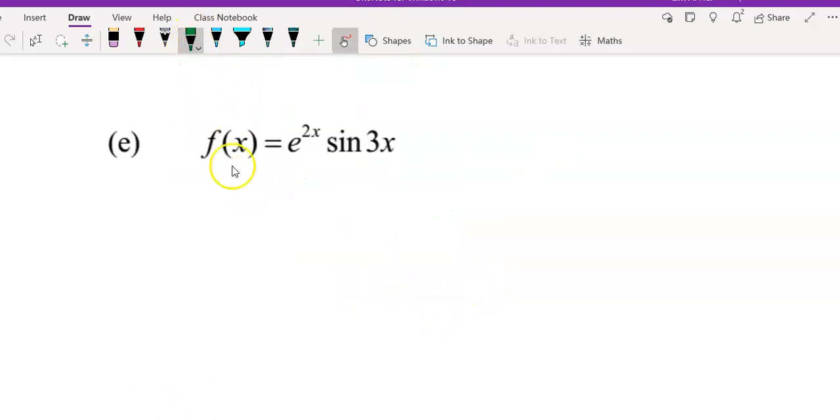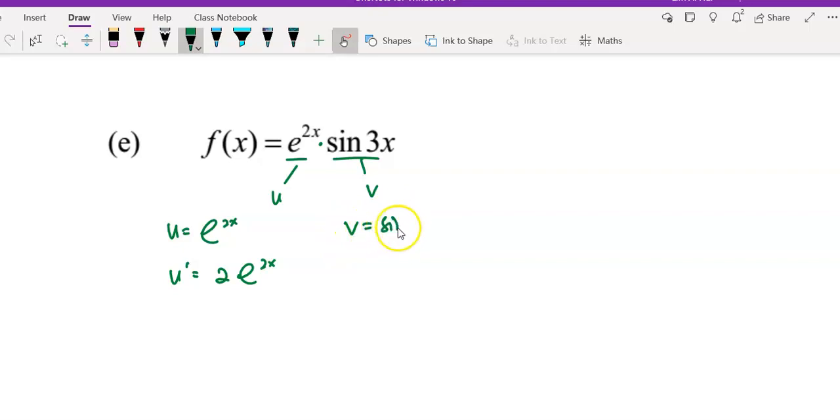For question E, we can see that we actually have e power of 2x multiplied by sine 3x. So I will apply the product rule for this question. Let this be the u and sine be the v. So just write down u is e^2x. Your u prime is 2e power of 2x. And v is sine 3x. So you have your v prime. Differentiate the sine, you get cos, and differentiate 3x, you get 3. So overall you will get 3 cos 3x.